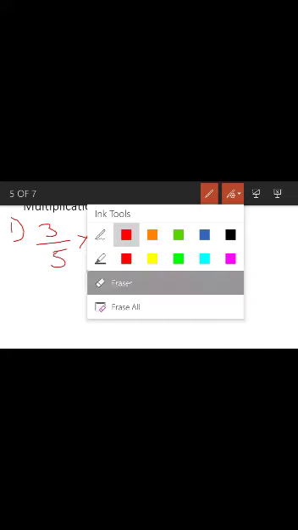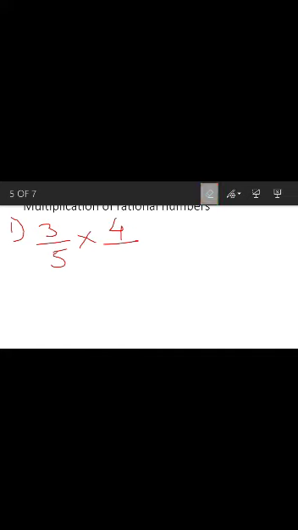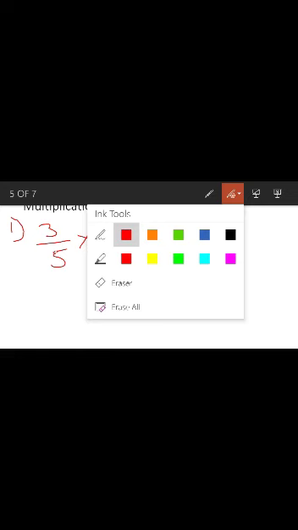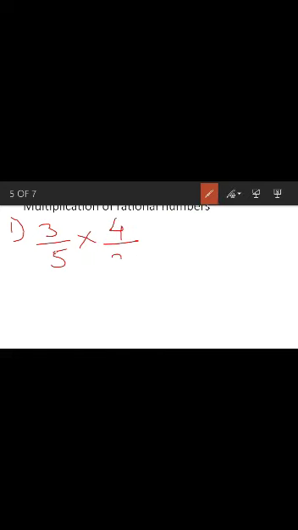Now next we are going to learn about the multiplication of rational numbers. We'll take the first example: suppose 3 upon 5 multiplied by 4 upon 5. Okay, you will be confused. We'll take 4 upon 3. Suppose this is the rational number. Okay, what do we need to do?